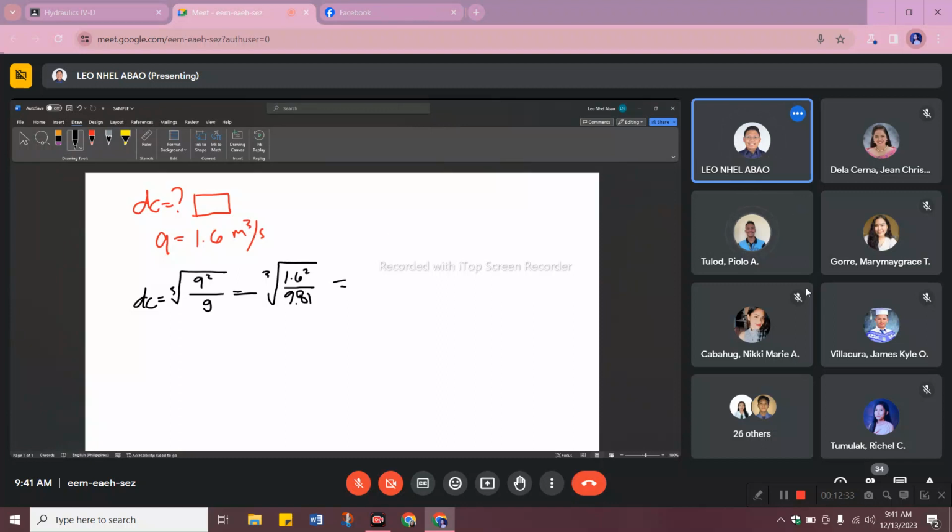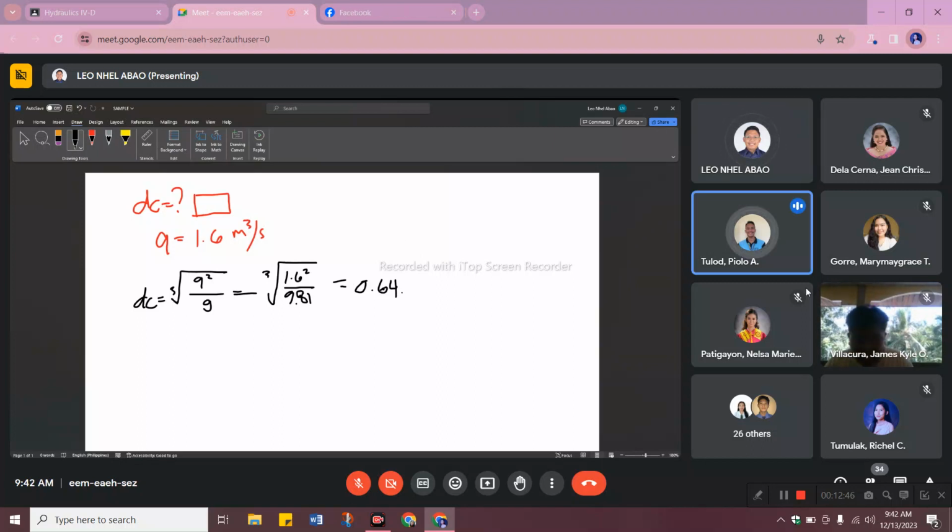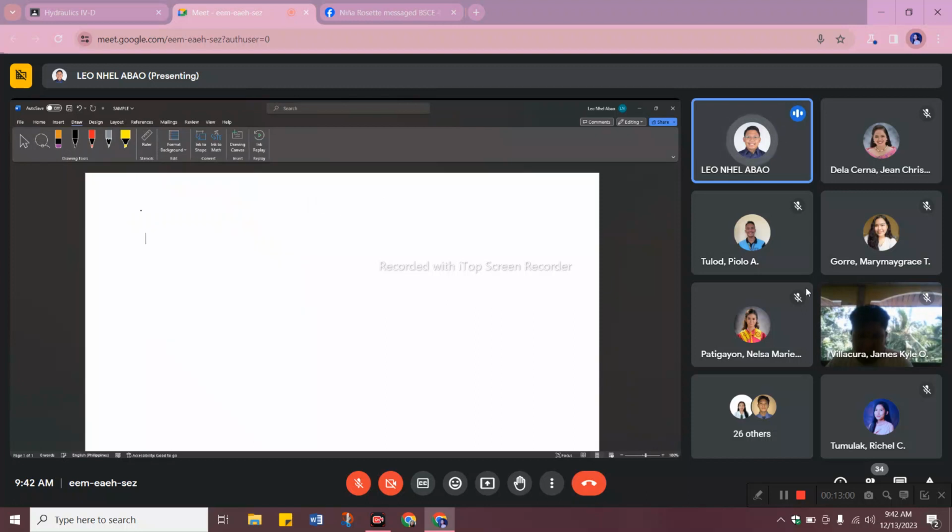0.64. It's a unit. Meters, no? Again, we're talking about depth. Now, some textbooks, class, use DC for critical depth, others use YC, but it's the same critical depth. Okay, good. Now, let's go to another problem.